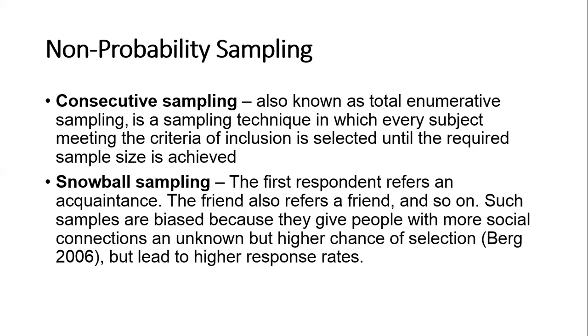Snowball sampling. The first respondent refers an acquaintance. You sample somebody, you ask that person to recommend a friend, you sample that friend, you ask that one, just like that. The friend also refers a friend and so on. Such samples are biased because they give people with more social connection an unknown but higher chance of selection. The response rate will be high, but the integrity of the sample will be low.